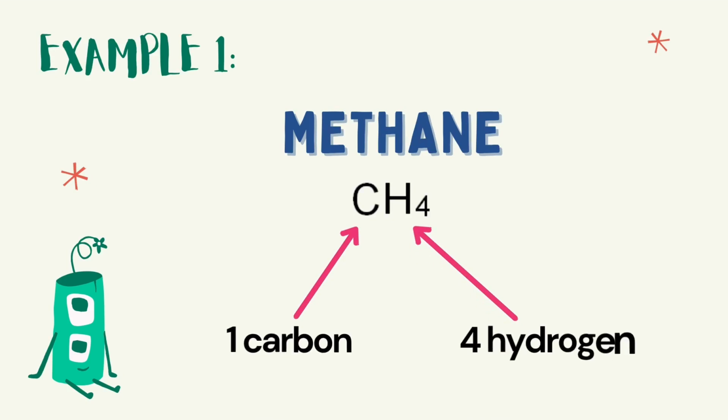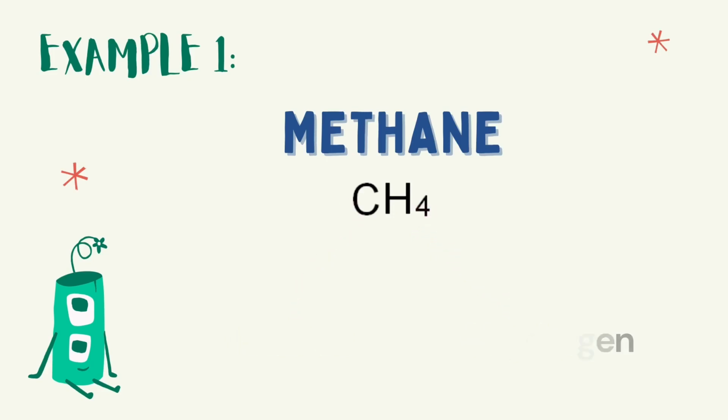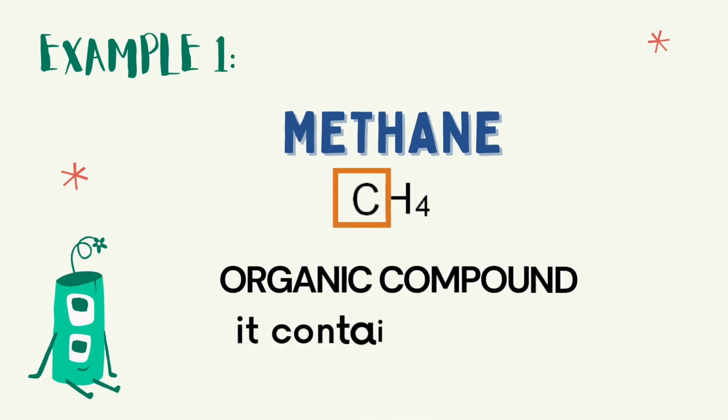Example number 1 is methane. This is a compound in the form of gas that is found in small quantities in Earth's atmosphere. Notice that it is composed of 1 carbon atom and 4 hydrogen atoms. Methane is an organic compound since it contains carbon.